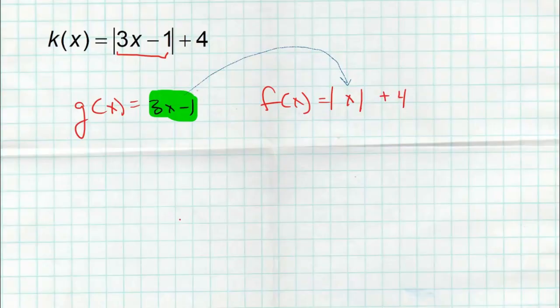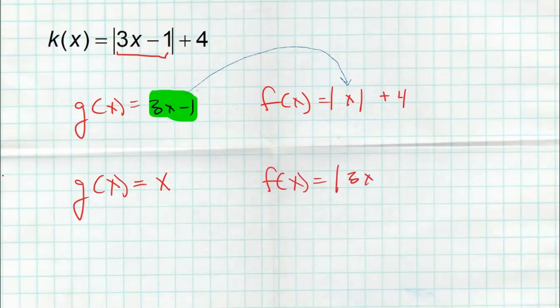So a little bit weird, but no one's ever going to try to trick you and make it super hard. And I always tell students, if it's not multiple choice and you're just told, hey, I want you to create a function, just use x. Use the identity function. That also works. It's silly, but it works. Because if g of x is x, and I take x and plug it into my original function, f of x being the absolute value of 3x minus 1 plus 4, then I get k of x, right?